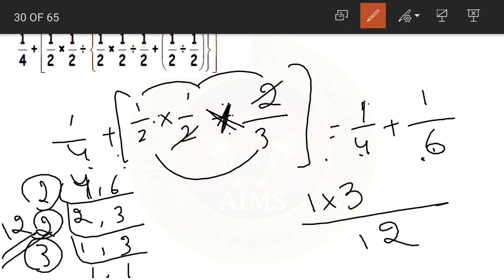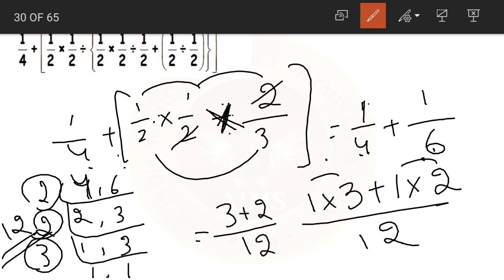Now we know that 4 threes are 12, so we are multiplying 1 with 3. Coming to 6, the numerator is 1 and we know that 6 twos are 12. Yes, 1 into 3 plus 1 into 2 divided by 12. What do we get? 3 plus 2 by 12. Now what is 3 plus 2 by 12, students? 3 plus 2 is 5 divided by 12.